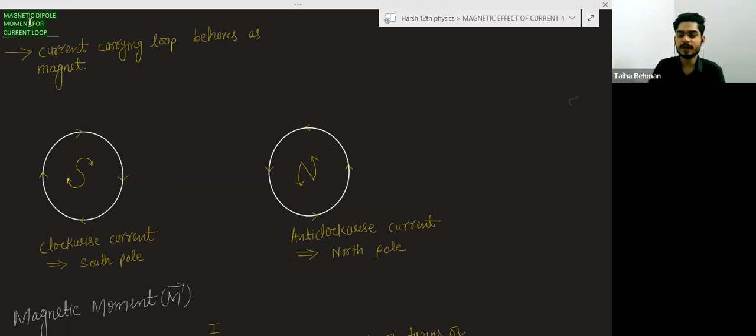A current carrying coil or current carrying loop will behave as a magnet. If the current in the coil is clockwise, then the face you are watching will behave as a south pole, and the opposite face of that coil will be a north pole. So a magnet has a south pole as well as a north pole.